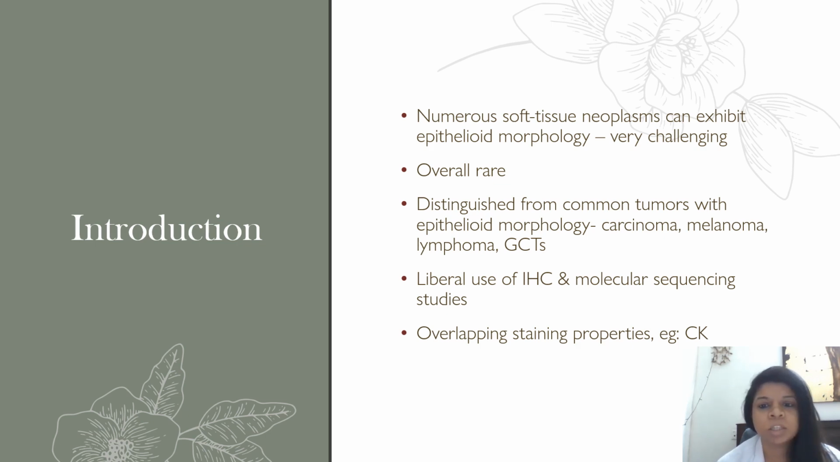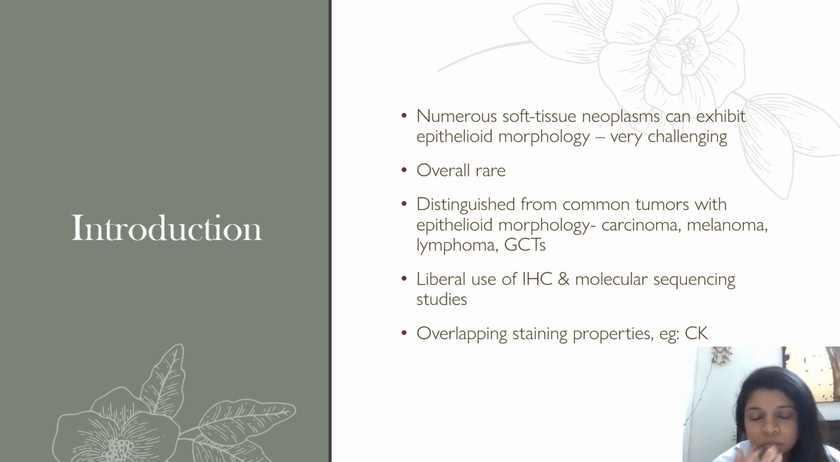So, there are numerous soft tissue neoplasms that can exhibit epithelioid morphology. It is a very challenging situation for pathologists, but as we all know, the most common tumors with this morphology are obviously the epithelial cell tumors, that is carcinomas. And then we have to rule out others like lymphoma, melanoma, etc. And then only we have to think about soft tissue tumors because overall they are very rare tumors.